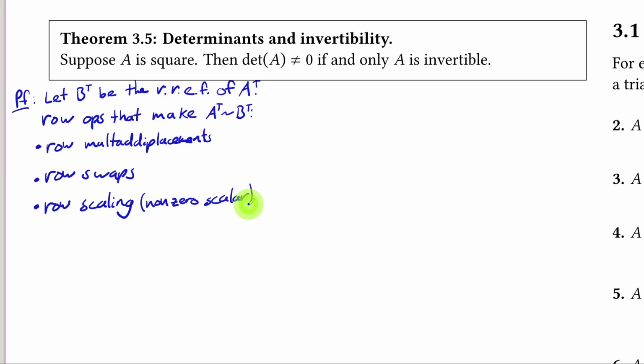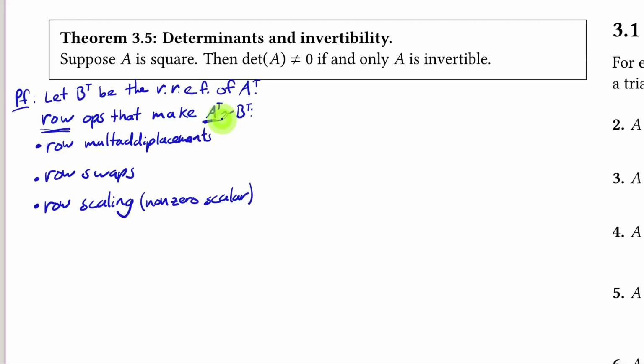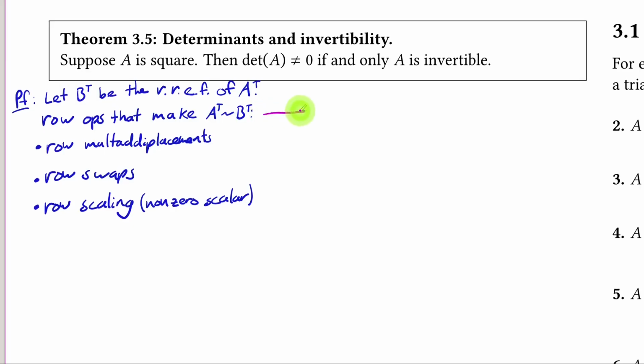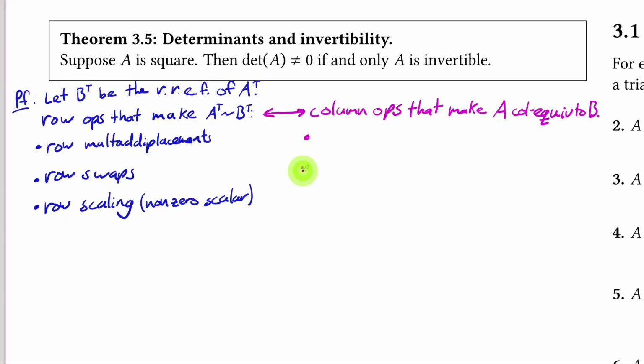Whatever you're doing with rows of A transpose, the rows of A transpose are columns of B. So there's a correspondence here with doing the same column operations that make A column equivalent to B. So these are column operations that you could do one at a time with A that result in B. Now, these column multiplacements and column swaps and scaling, let's think about how these all change the determinant.